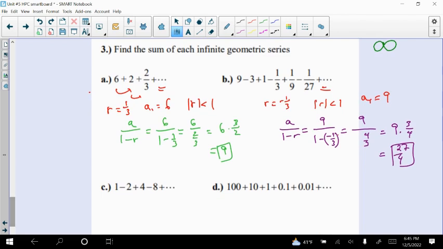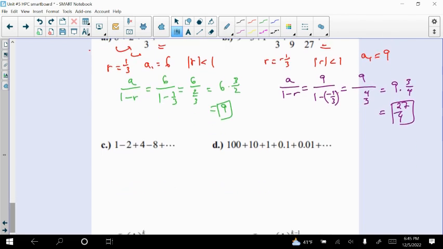Now, part C. Be careful, because look at your common ratio. Your common ratio is negative 2. Even if right away you should know, oh, not possible, right? There is no sum. It actually diverges because it oscillates back and forth between a very large positive and a very large negative.